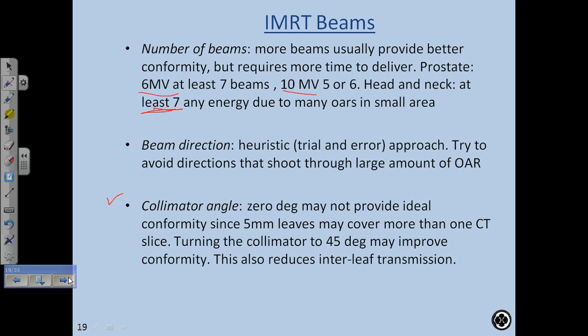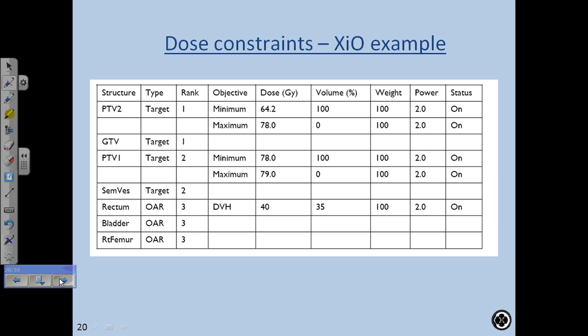Okay, so this is a simple table that you'll see in Eclipse for IMRT. And I know I'm throwing a lot of things at you guys, and I'm just talking today, but like I said, there's just so much to talk about with IMRT. Those constraints, an Eclipse example. So what you're going to see in Eclipse is your list of structures that you've contoured. Here's your PTV, GTV. You might have two PTVs. Seminal vesicles, rectum, bladder, and right femur.